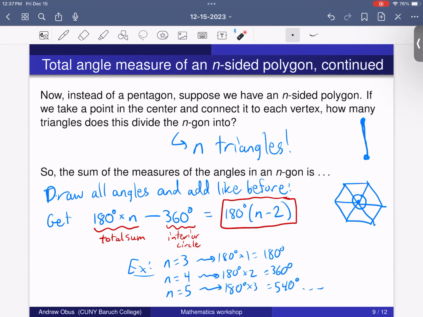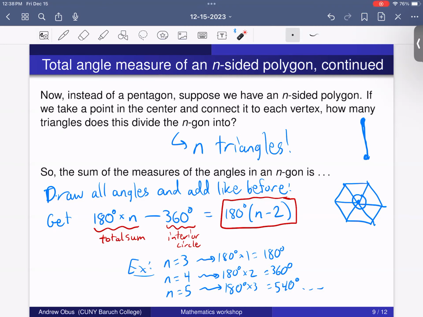Yes, deriving the formula for finding the sum of the interior angles. What was it, n minus 2? Oh, so you want to know what? I mean, 180 times n minus 2 is the formula. So do you want to know the formula for finding each interior angle in a regular polygon? That's the next slide.